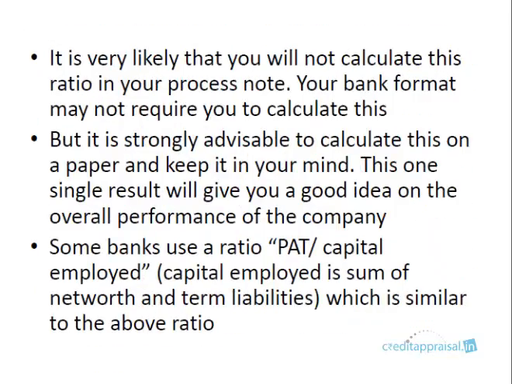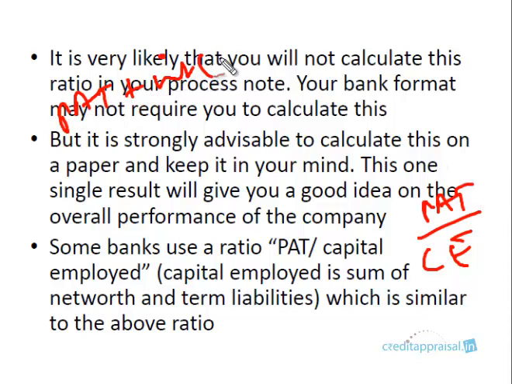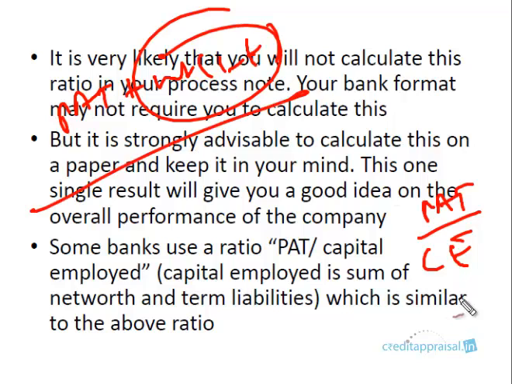This is the first ratio that I will advise you to calculate in any proposal, even though your bank will not have this formula. Some banks do have a slightly modified version. They calculate, say, PAT by capital employed. This is also a relatively similar measure. We are not adding back that second term, the interest into 1 minus T.